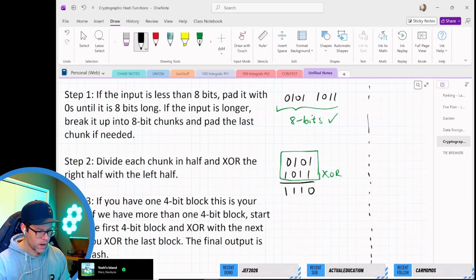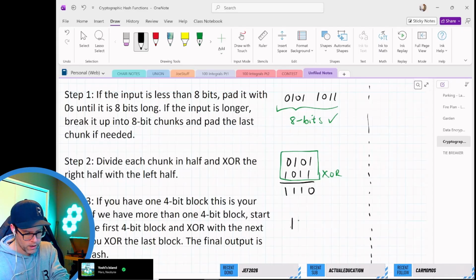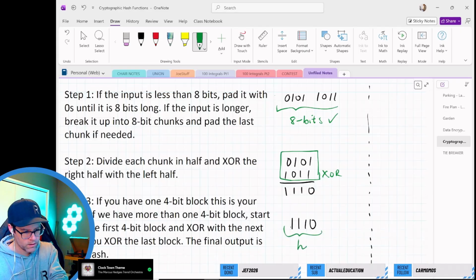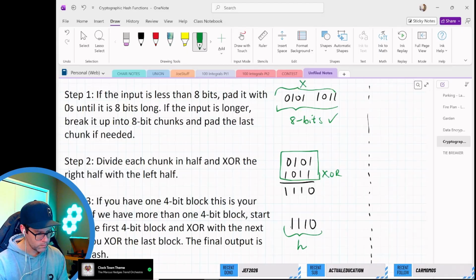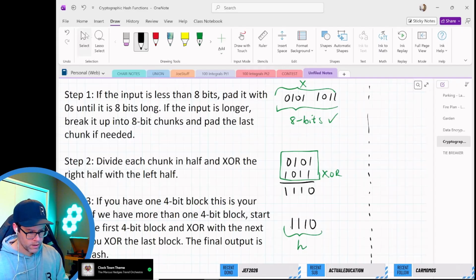Step 3 says if you have one 4-bit block, this is our hash. So that's it. We have one 4-bit block here, 1, 1, 1, 0. This is going to be our hash H. And this input up here, this is our input block X. And that's it. We don't have more than one 4-bit block at the exit path here, so we're good to go. Now, what if I had started with something else?